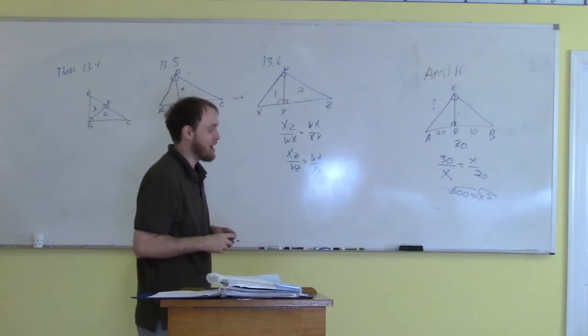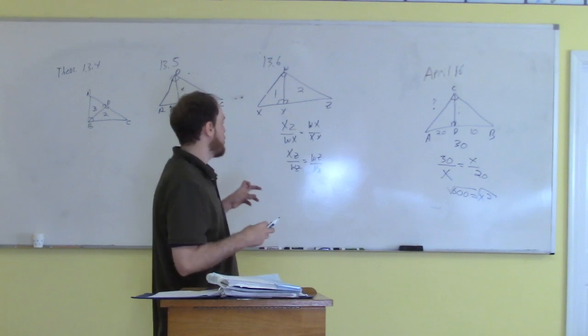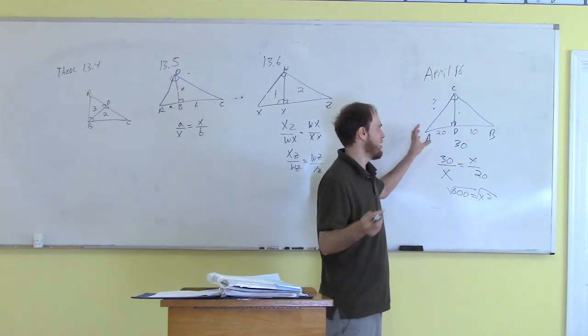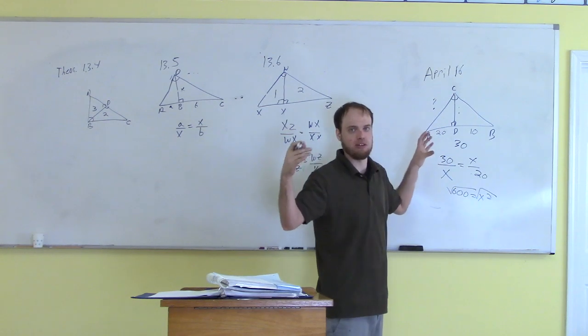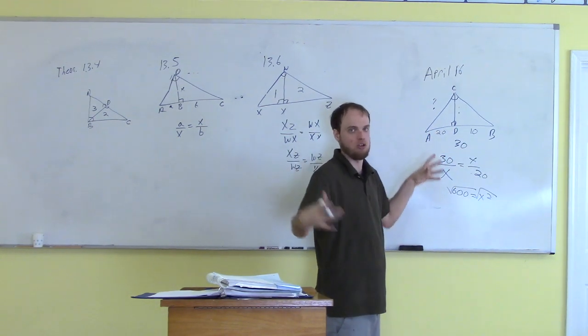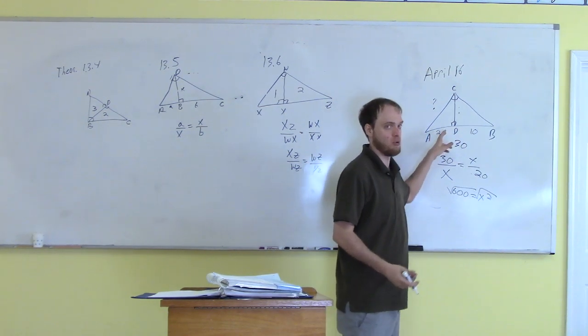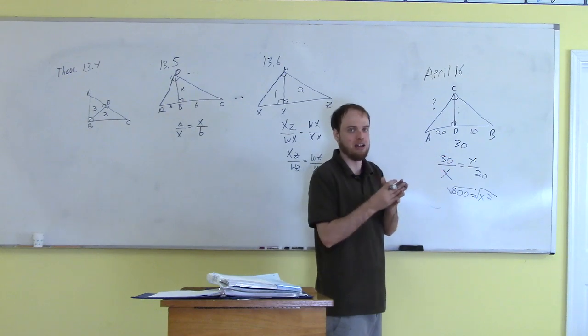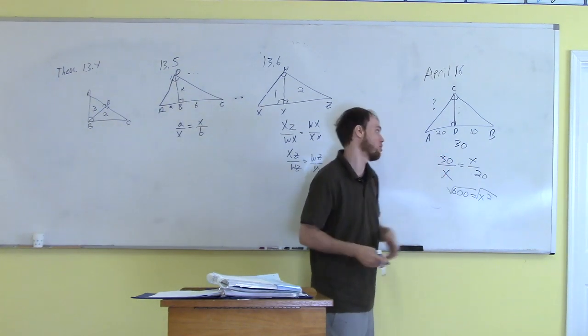So again, the big idea here, you may have some where you have to do like I did here, where you have to actually find the missing parts. They may give you the 20 and the 10 and not give you the entire hypotenuse. So you have to find what you're looking for. They may give it to you as 20 and 10, and then you have to add that together to get the entire hypotenuse.